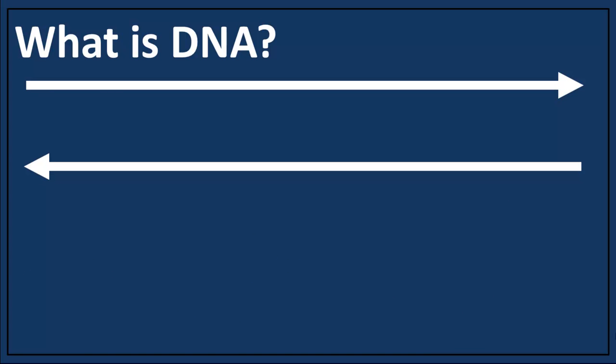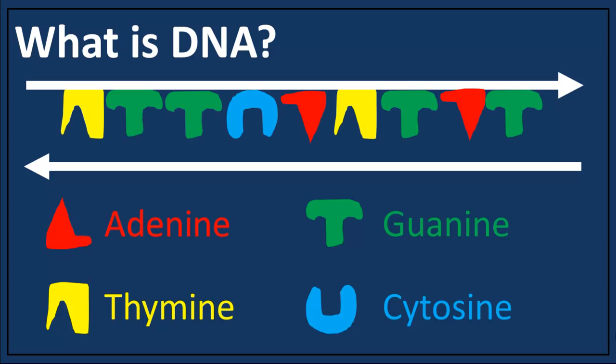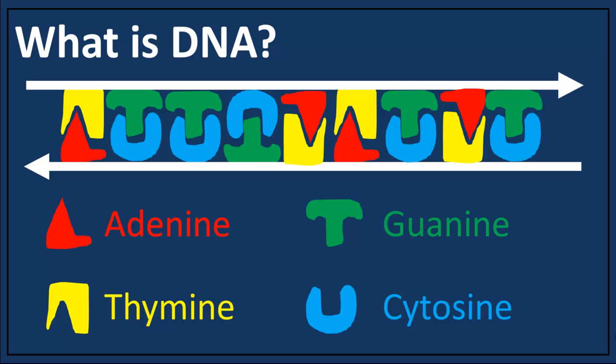The sugar-phosphate backbone is bonded to molecules called nitrogenous bases. There are 4 kinds of bases in DNA: adenine, guanine, thymine, and cytosine. Each base is bonded at one end to the sugar-phosphate backbone, and on the other end to another base. Adenine likes to bond with thymine, and guanine likes to bond with cytosine.